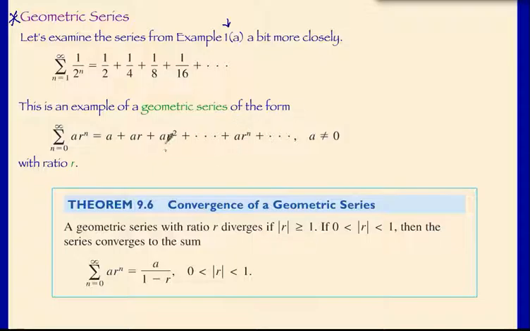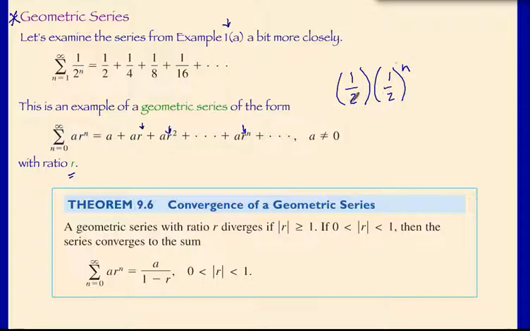This is an example of a geometric series of the form a, some constant, times r to the n. And notice that the r is a factor that's increasing by powers as you continue out the series. A can't be 0, and there's a ratio r that's being multiplied each time by each term. If you look at this particular series, as we discussed before, 1/2 is a, and then r is going to be 1/2 to the n power.